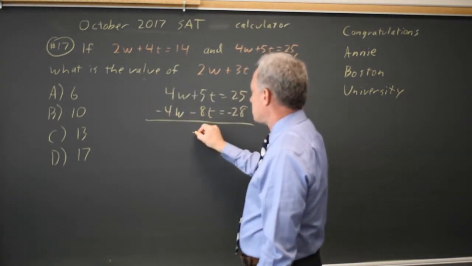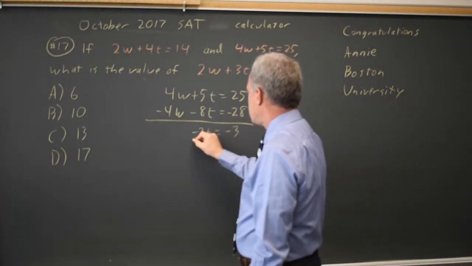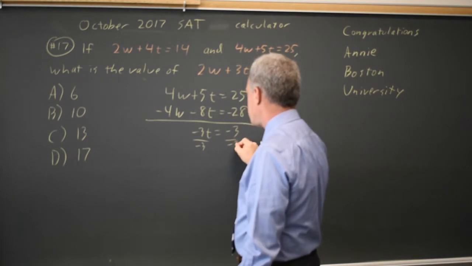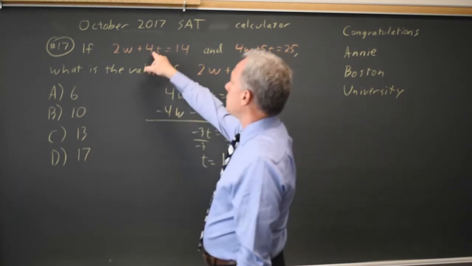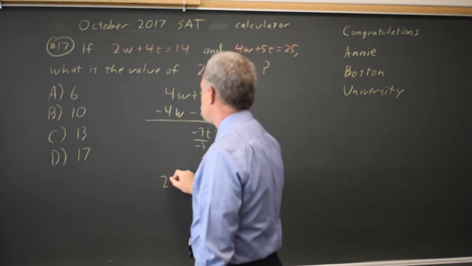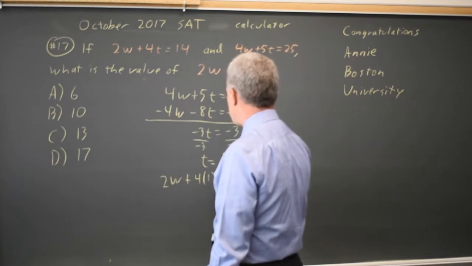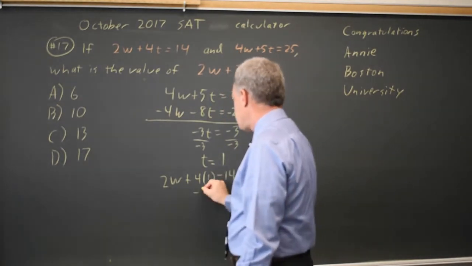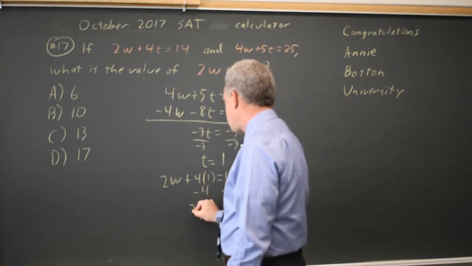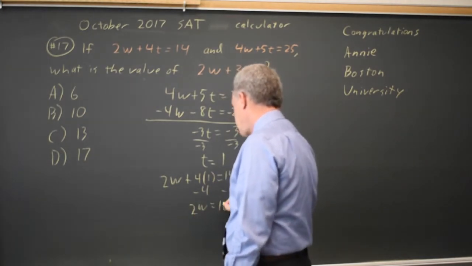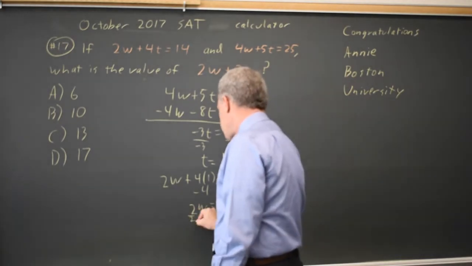5t minus 8t is -3t. 25 minus 28 is -3. If I divide both sides by -3 to get t by itself, I get t equals 1. With t equals 1, I have 2w plus 4 times t, which is 4 times 1, equals 14. If I subtract 4 from both sides, since I know that 4 times 1 is 4, I get 2w equals 10, or w equals 5 if I divide both sides by 2 again.